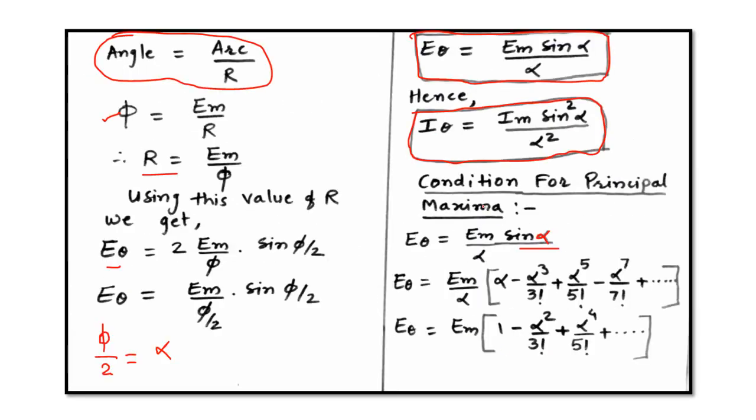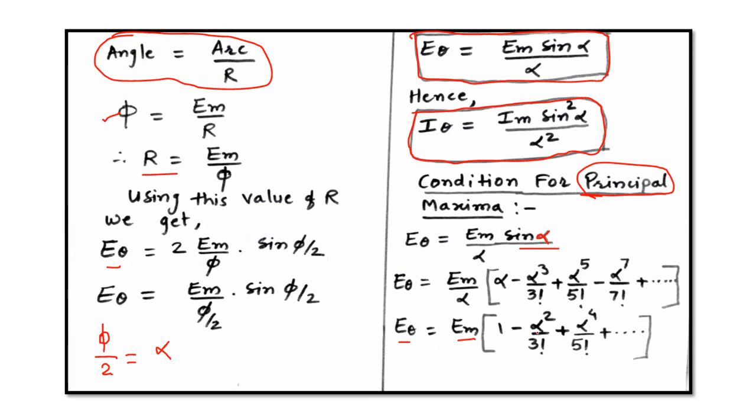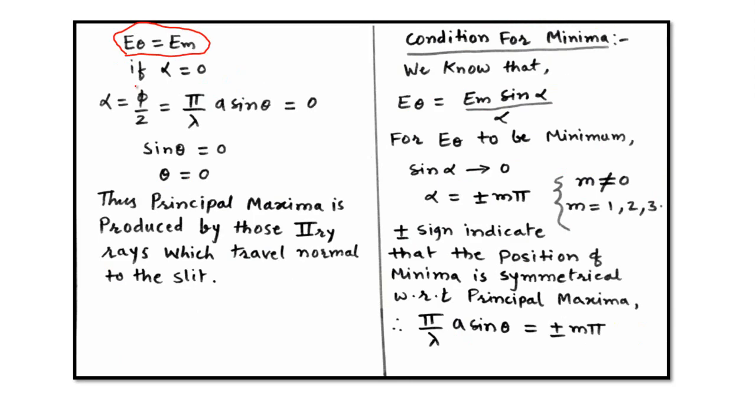Now since we are deriving the condition for principal maxima, we want that E theta should be exactly equal to Em, because here Em is the amplitude of principal maxima. Now this E theta will be exactly equal to Em only when the value of alpha is equal to 0. And if alpha is equal to 0, we have already defined what alpha is. Alpha is phi by 2, which is pi by lambda into a sin theta. It should be equal to 0.